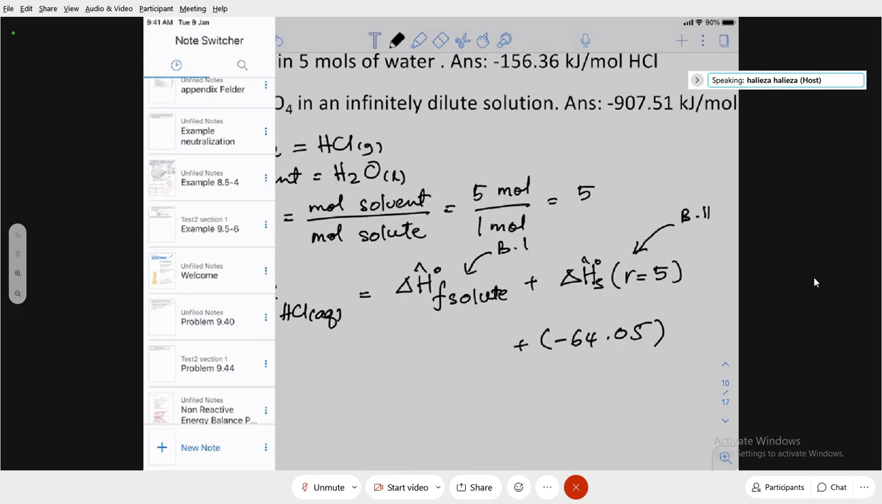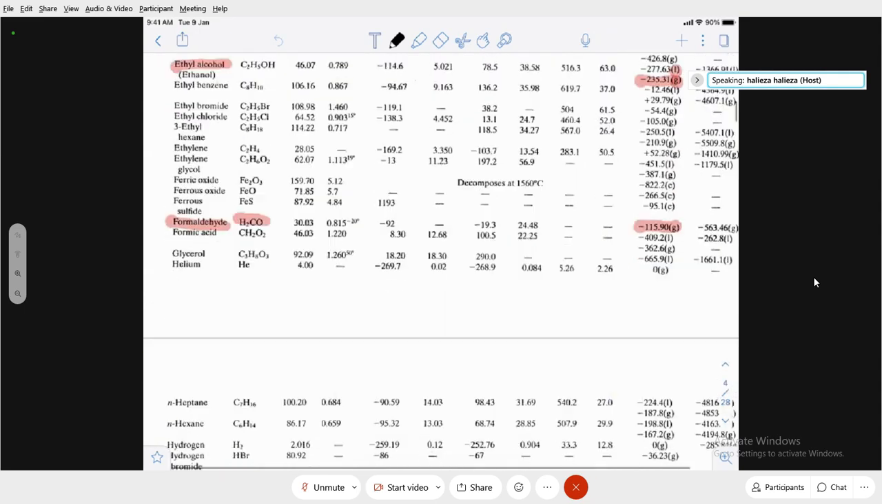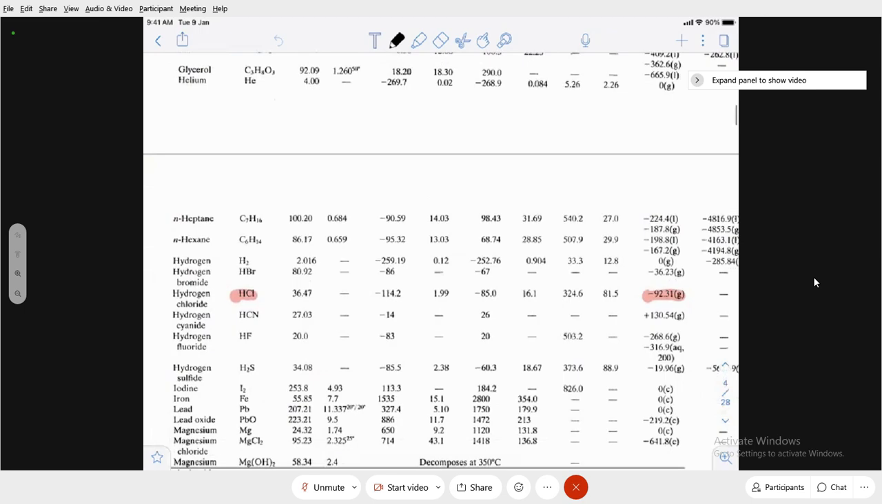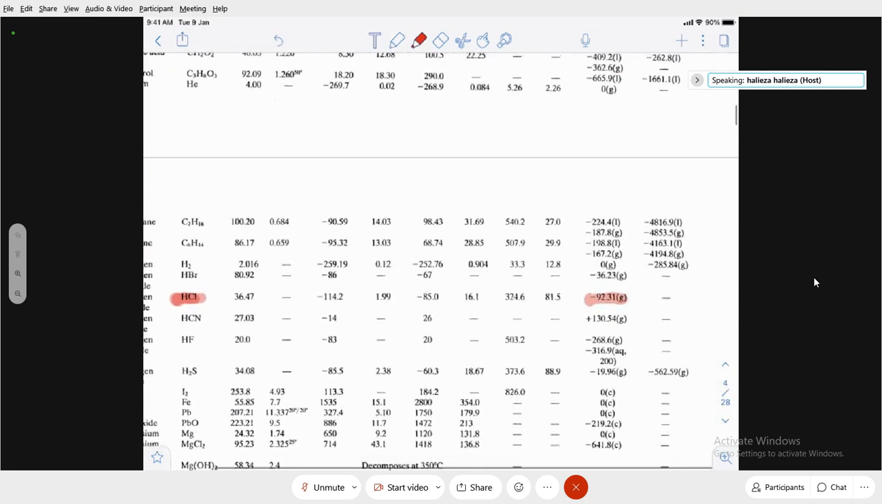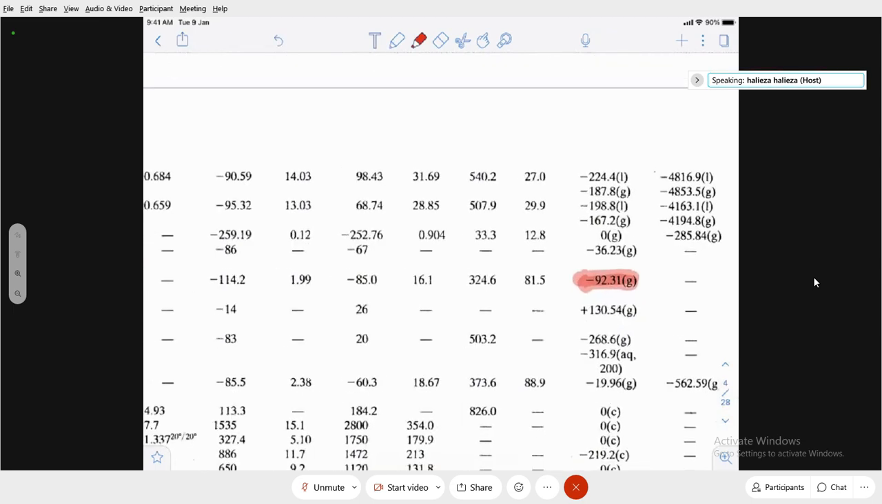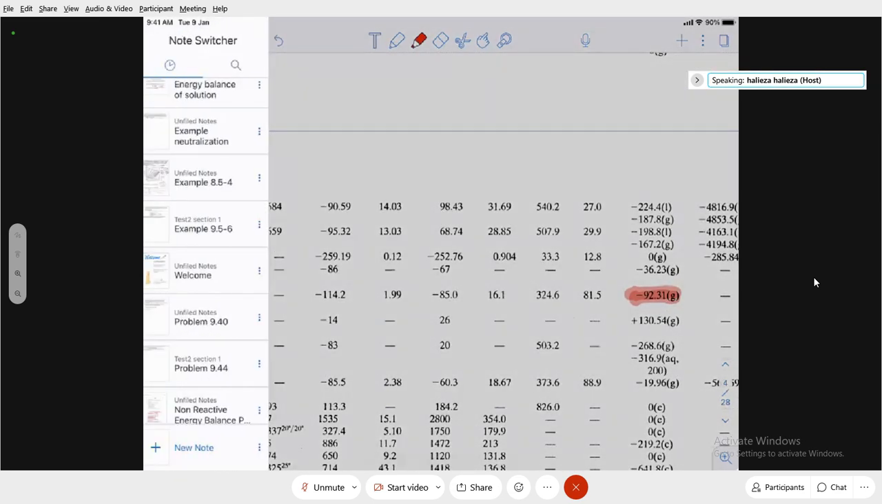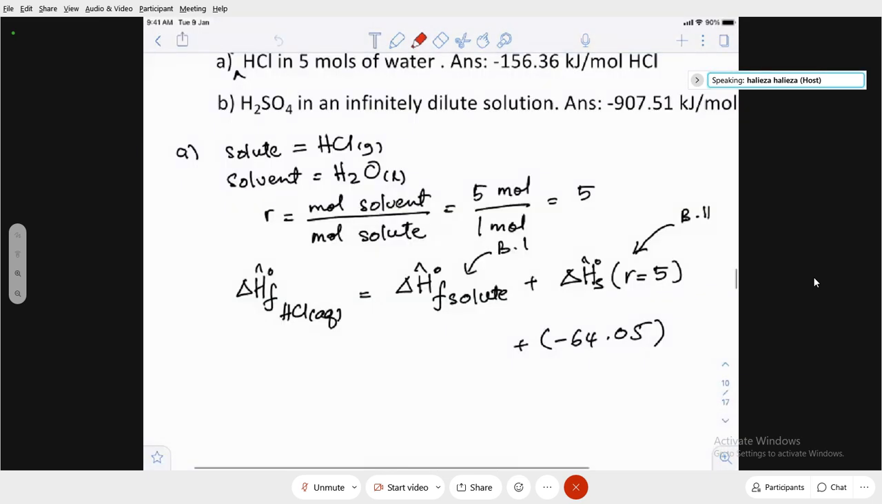That is my appendix. So hydrogen chloride. Okay, there, I have it highlighted over here. That is hydrogen chloride, and the heat of formation of that gas is negative 92.31. That is the heat of formation of hydrogen chloride gas, negative 92.31. So I'm going to go back to my example. That will be negative 92.31. So I'll end up with the heat of formation of my hydrogen chloride aqueous solution.